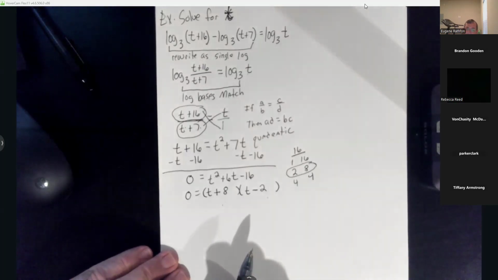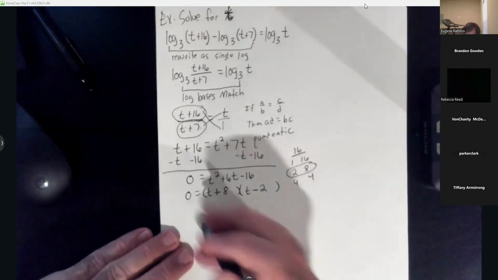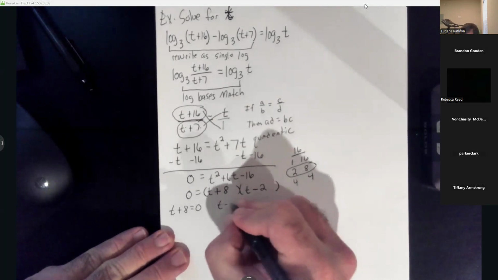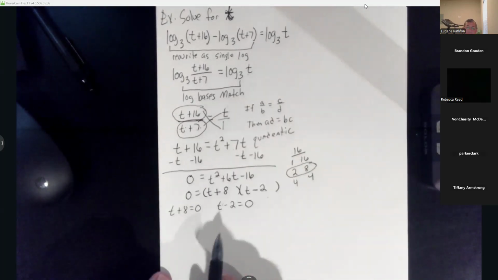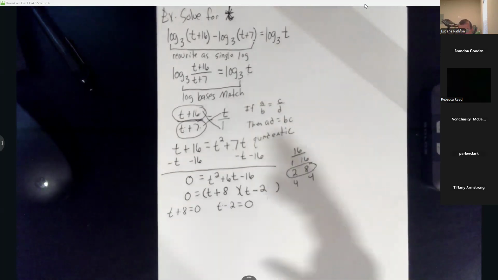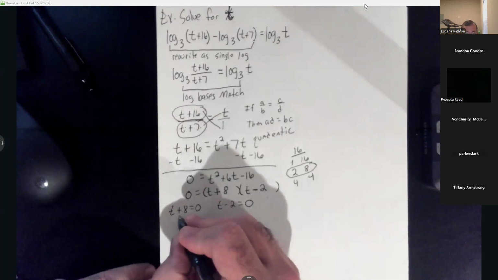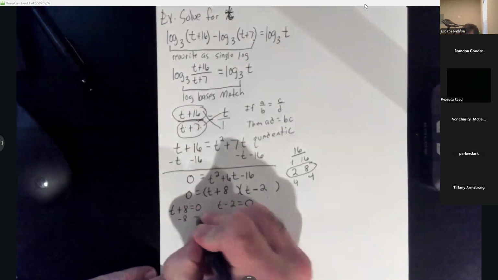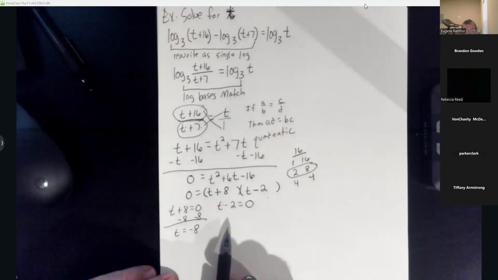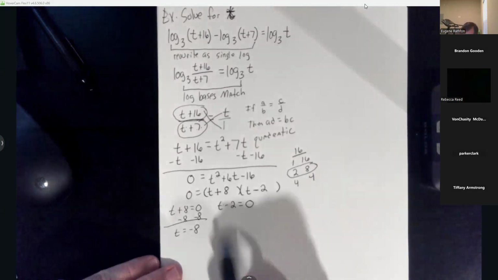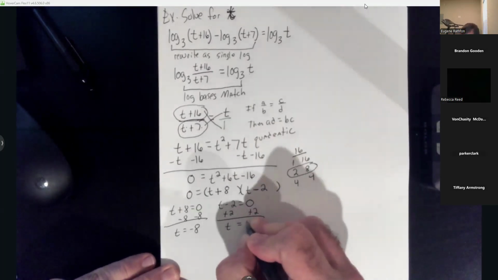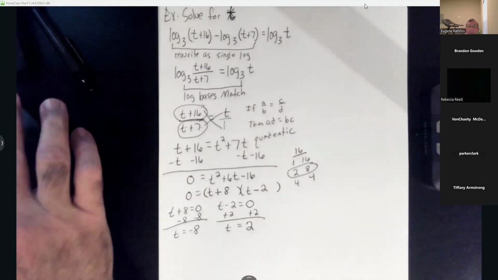Okay? All right, so what we're going to do is set both these equal to 0. Now, if you notice, on all these equations, when you got to do the factoring, you're going to get one positive and one negative. Okay? So look here, for the first one, since that's plus 8, we're going to subtract 8. And I get t is a negative 8. And then the second one, to solve that, I'm going to add 2. And I get t equals a positive 2.